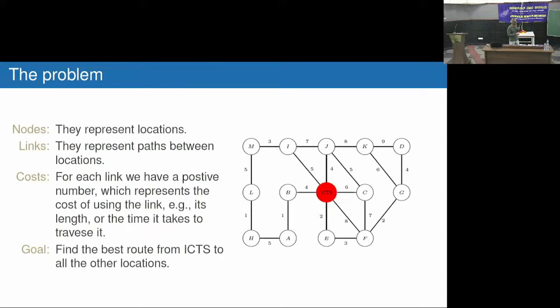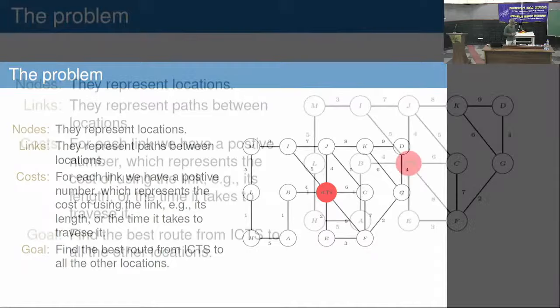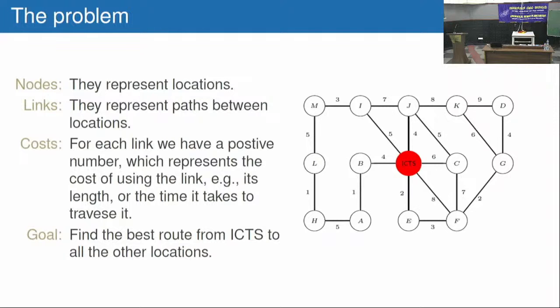Okay. So the problem is this. You have a sort of map, and I've not really drawn a map, but this is some schematic of a map. There is this ICTS, and there are various locations, and they are connected by links, and these links have a number on them. You can think of the number either as the length of the path between those locations in some units, or the cost of traveling, the bus ticket, or it could be the time it takes. It's not very important. And our goal is to find out what is the best way of getting from ICTS to each of these locations.